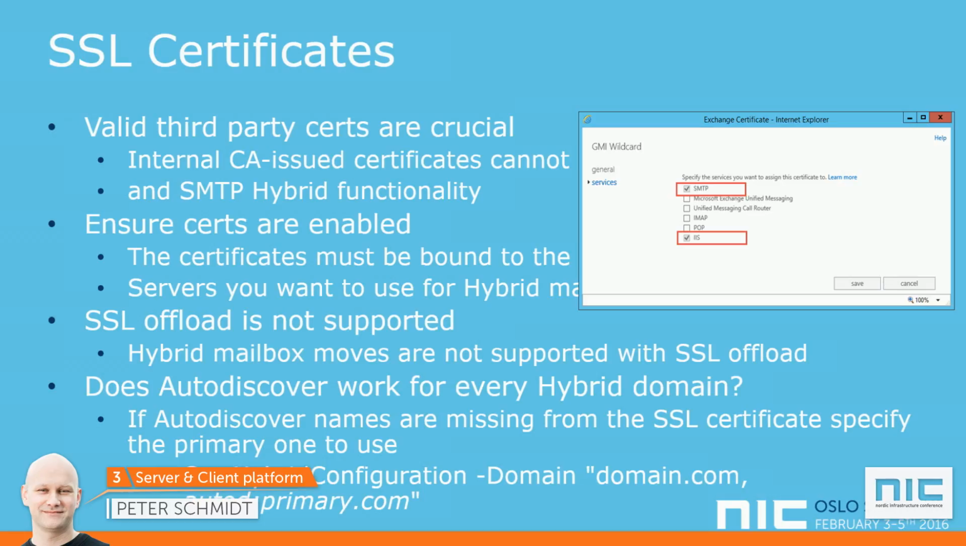You need to have Autodiscover set up for all the domains that you want to use in Office 365. So if Autodiscover is not within the SSL certificates that you're using on-prem, you can do a bit of workaround on some of them, or you can update the SSL certificates.